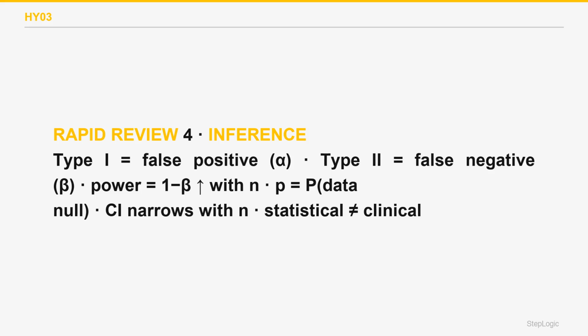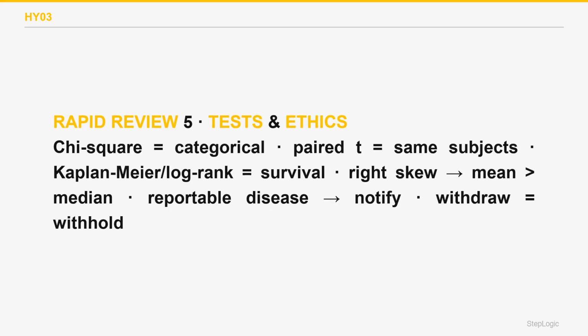The p-value is the probability of the data given the null, not the probability the null is true. Big samples make trivial effects significant. Match the test to the data type, and in ethics, report communicable disease, and withdrawing unwanted treatment equals never starting it.